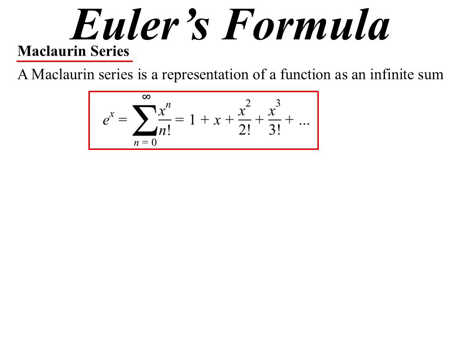Here's the one for the exponential. So e to the power of x can actually be done by this. Summing up all these terms, so the pattern is x to the power of n over n factorial. So 1 plus x plus x squared on 2 factorial, and so on, and so on. That infinite sum would be equivalent to the function e to the power of x.